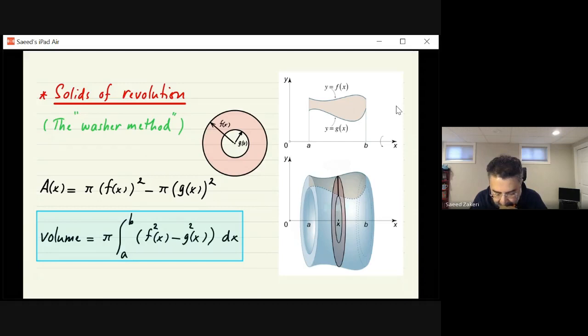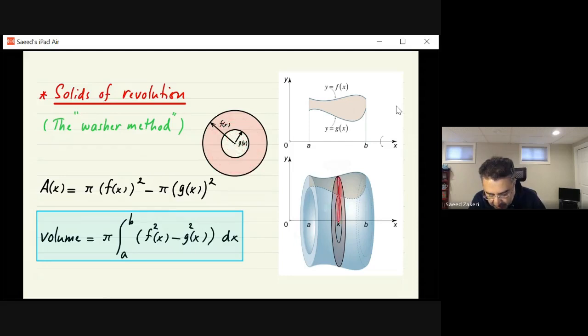Now, I can apply the same idea to this case. All I have to do is to look at the cross-section. So I pick some generic x. I cut this solid vertically. And this time, what I see is not a disk, but a ring, something like a washer. And that's why this method is called the method of washers, or washer method. So when I look at the cross-section, I see a disk with another disk removed. So I see the region between two disks.